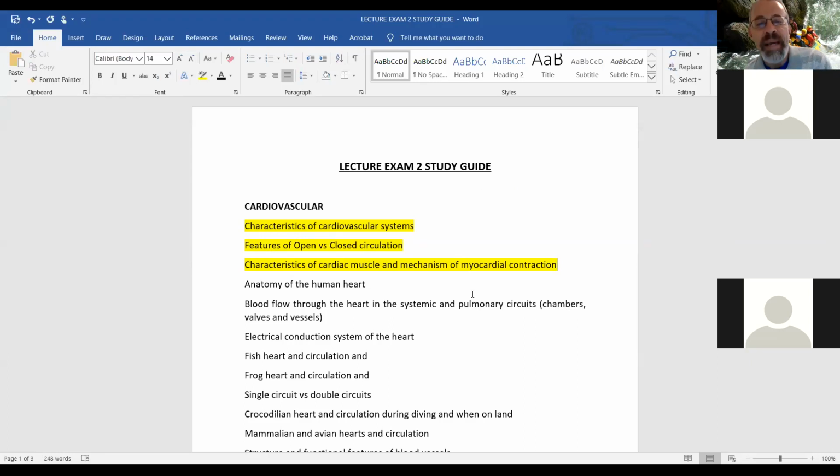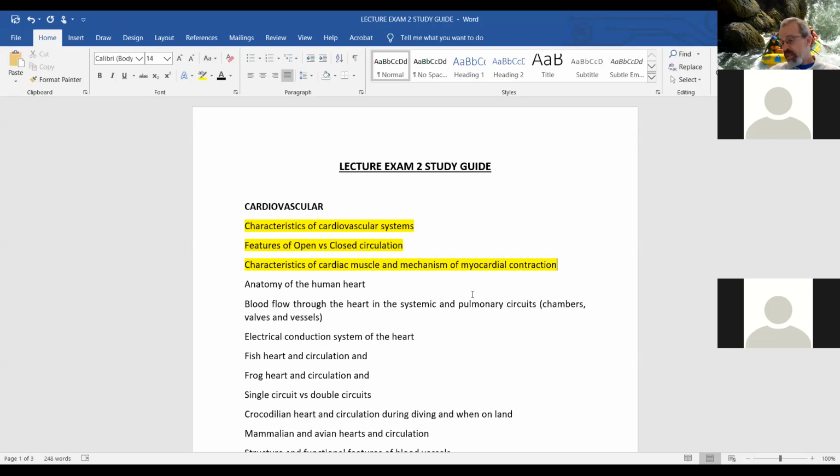Now, when I mentioned the mechanism of contraction, we didn't go in detail over it, but I did mention it's basically the same as skeletal muscle, where you have the release of calcium from the SR that's going to bind to troponin and basically expose the myosin binding site on actin, allowing the cross bridge.